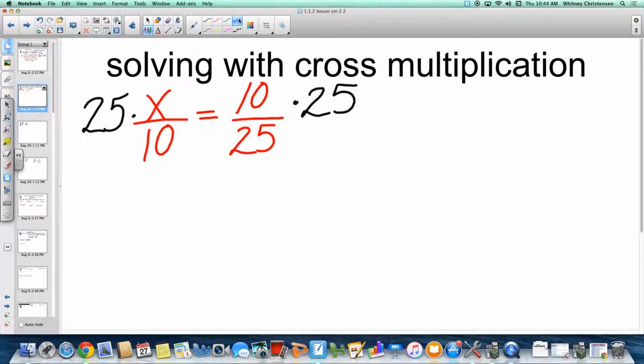So what's 25 divided by 25? 1. Anything divided by itself is 1. So really that just goes away. Does that make sense? Do we have a fraction anymore? No, we just have a 10. That's awesome. Let's do it to this side.